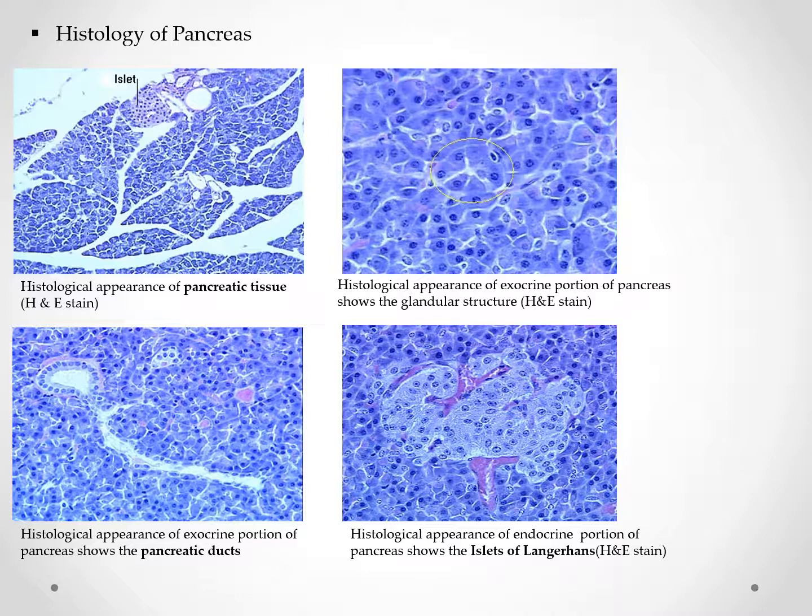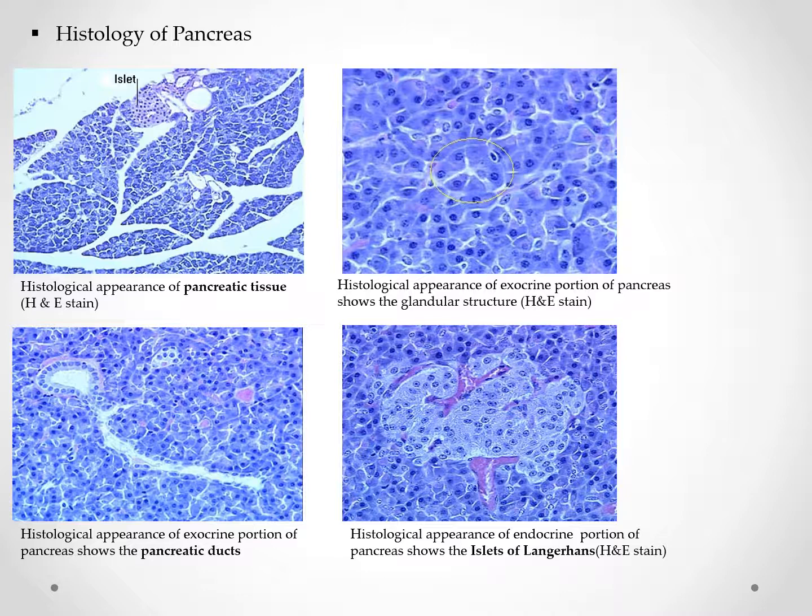From this connective tissue, there are several septa which separate the glandular structure and form its several lobes or lobules, like this one, this one, this one, and this one.